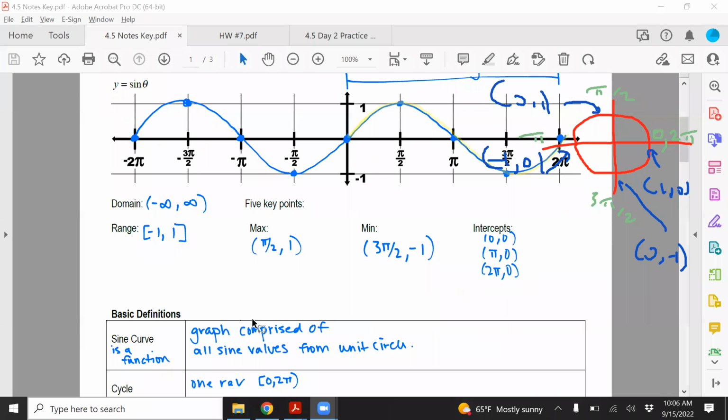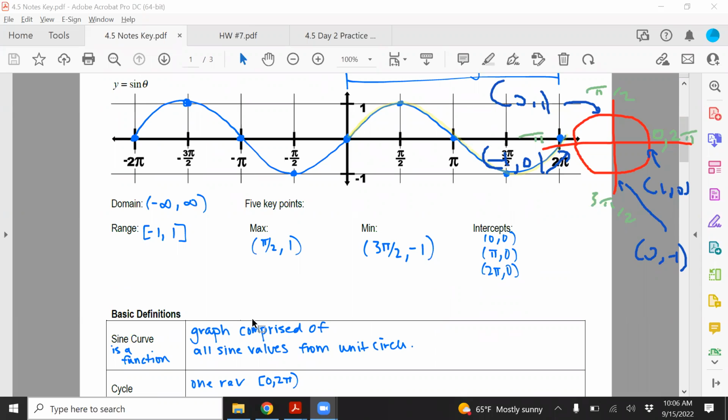Now, domain and range. The domain is going to be all real numbers. You can do whatever you want. There's no restriction. That's why this goes on forever. The range is limited, though. You can't go more than 1 or less than negative 1 unless you multiply sine by some number to the left. Then you amplify the graph, and it becomes higher or lower.